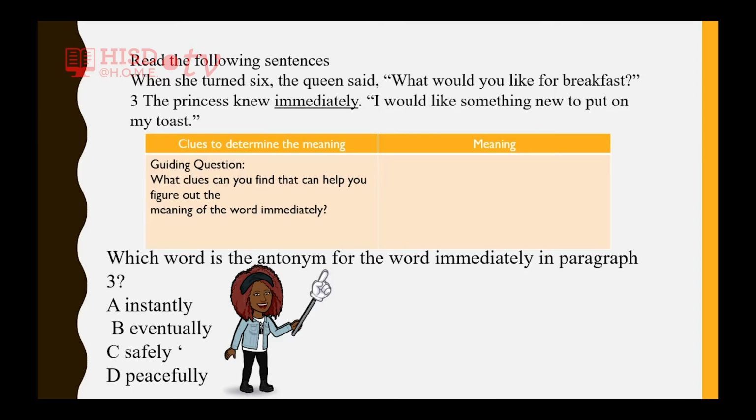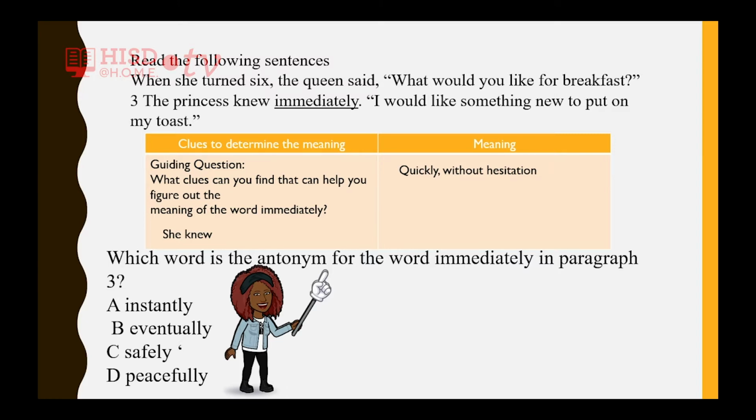Let's check our answer. Your first step is to read your passage. When she turned 6, the queen said, "What would you like for breakfast?" The princess knew immediately. I would like something new to put on my toast. So we wanted to look for clues in the text that helped us to figure out the meaning of the word immediately. So she knew immediately. So that is the clue that I picked from the text. From there, I determined that the meaning was that she knew it quickly without hesitation. She didn't have to think about it.